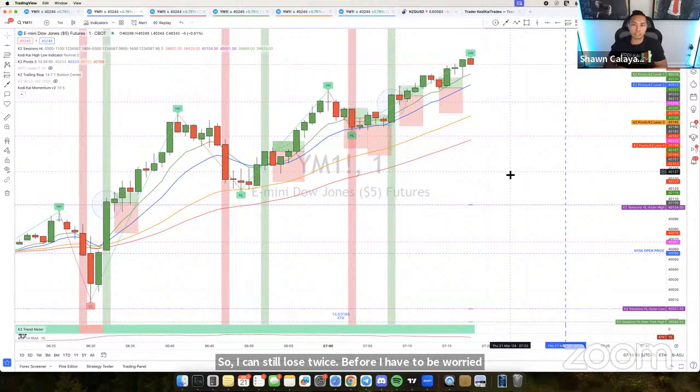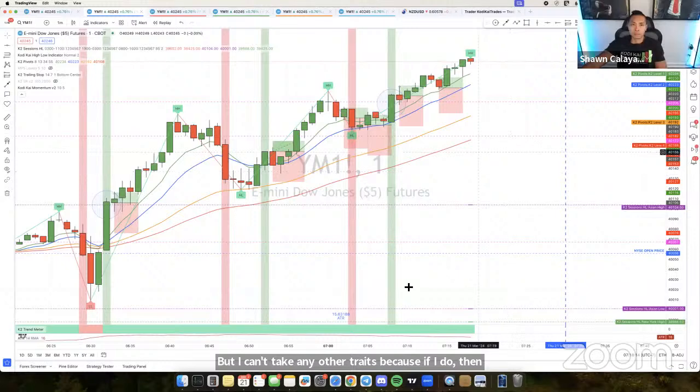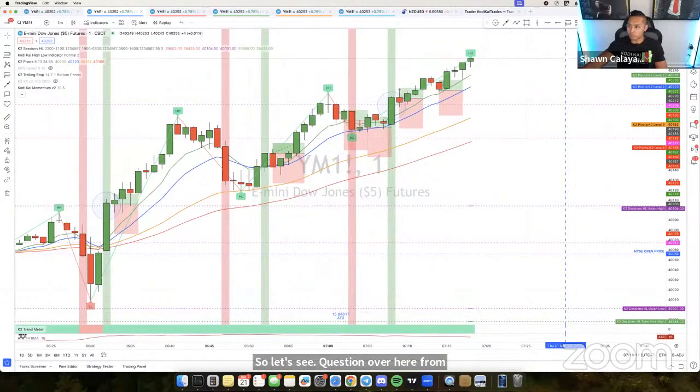But I can't take any other trades because if I do, then it's going to eat into my drawdown. So let's see. Question over here from Nicholas. Nicholas is asking, do you take the momentum pullback scalp entry for a buy if there's a V1? Yeah, no, it doesn't matter. There's no criteria for that, Nicholas.